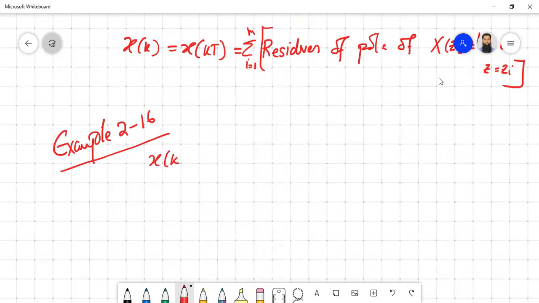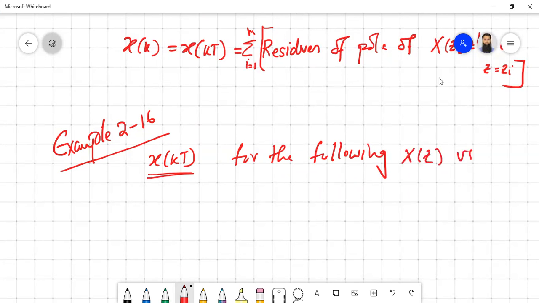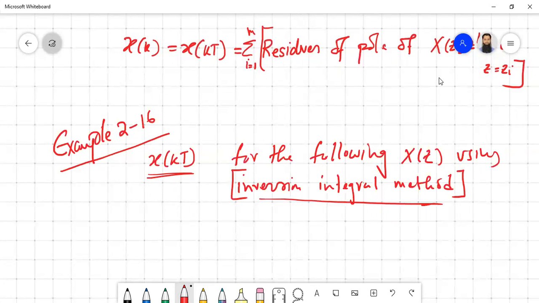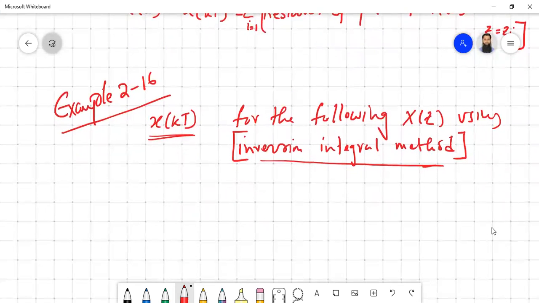So you have to find x(kT) for the following X(z). They may not say find the inverse Z transform. They may say find x(kT), which is the same as finding the inverse Z transform of the following X(z) using the inversion integral method. If it is explicitly mentioned, then there is no way you can use any other method. In practice nobody will tell you, but in exams or while you're learning, they may ask you to solve it this way.